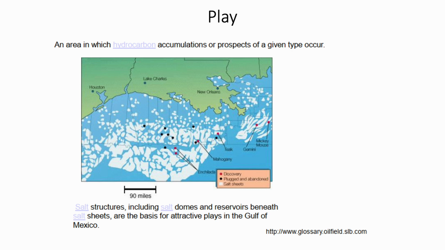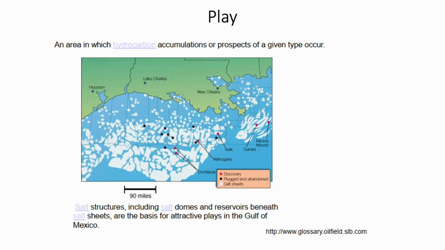This image illustrates hydrocarbon exploration in the Gulf of Mexico, highlighting how salt structures influence oil and gas accumulation. Salt sheets, shown in white, are massive underground formations. These act as natural traps, allowing hydrocarbons to accumulate beneath them. The red dots indicate discovered oil and gas fields. Black dots represent wells that were explored but found unproductive. Key offshore fields like Teak, Mahogany, Gemini, and Enchilada are labeled along with coastal cities like Houston, New Orleans, and Lake Charles.